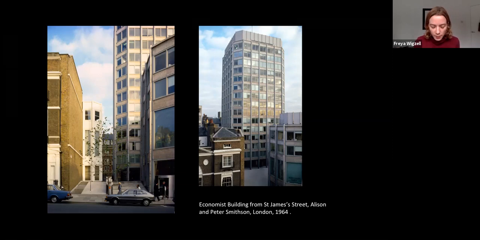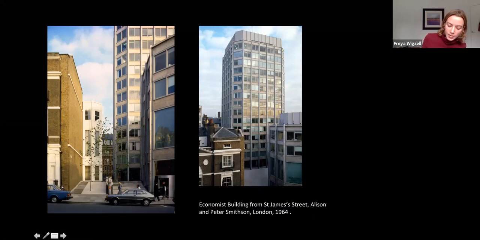The building scheme is made up of three towers of different heights, each with a different purpose. You've got the Economist office block, which is right here. I don't know if you can see my cursor. You have the bank building, which is in the corner here, and just this sliver here is the residential block. And these are all around a central raised plaza. It was an unorthodox layout.